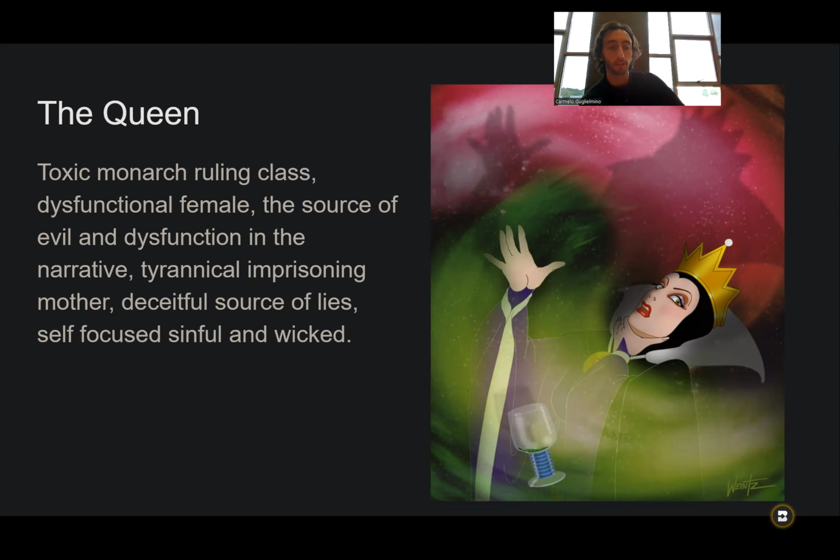And she, of course, is self-focused. She's very envious, and she's sinful and wicked. Well, that is, of course, the Christian lens. That is someone focusing on her as someone who is very satanic in her role as someone who's trying to really kind of take what is good about Snow White and drag it down into wickedness and into corruption.